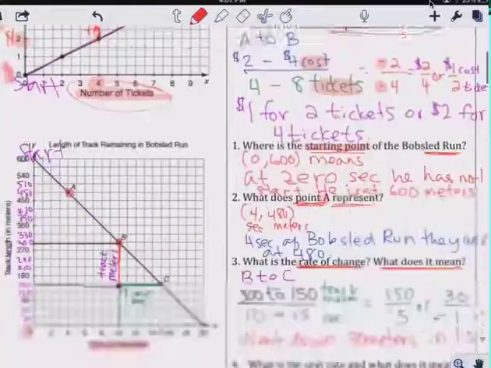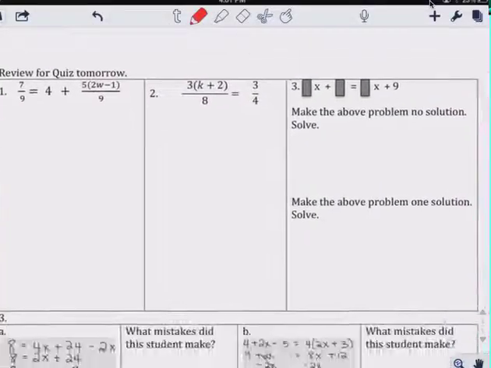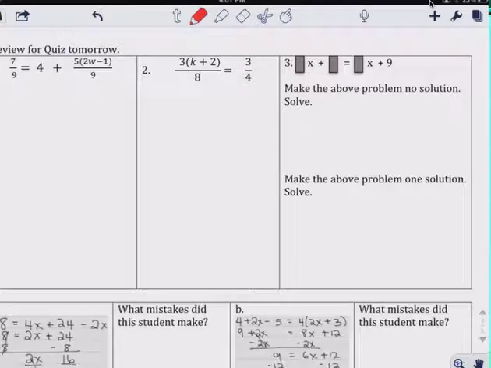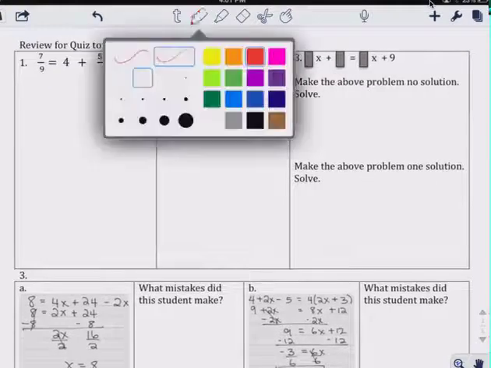This is the front side. We need to finish the back side. It helps your child review for the test that's tomorrow. So let's look at this.